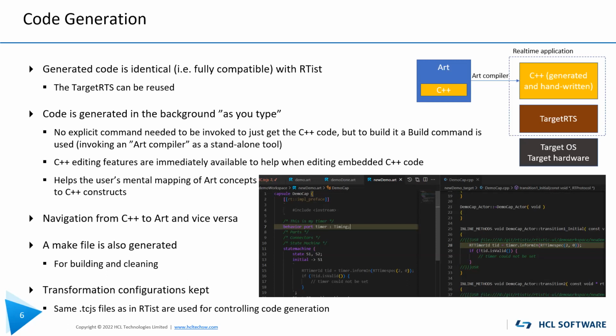So it's nice to be able to jump back and forth between the art file and the C++ and do the editing where it's most appropriate. And this immediate mapping also helps when the user is learning this, because he can do some changes in the art model and immediately see those changes reflected in the code, especially for someone that only knows C++, he can then build a mental mapping of how these art concepts actually work. What do they represent in C++?